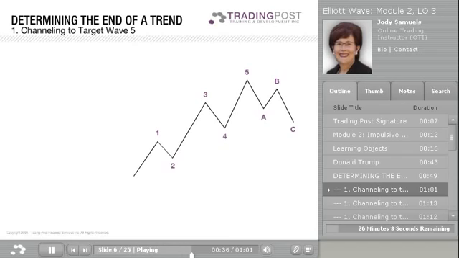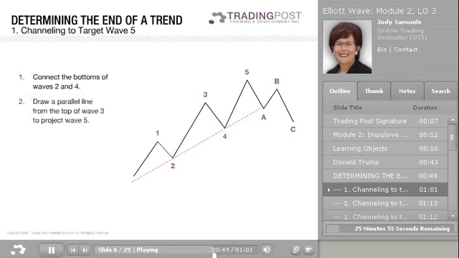The first step is to connect the bottoms of waves 2 and 4. The next step is to draw a parallel line off the top of wave 3 to project wave 5. If, however, wave 3 is extended, draw the parallel line off the top of wave 1. Using both channels actually gives a price zone targeting the end of wave 5.